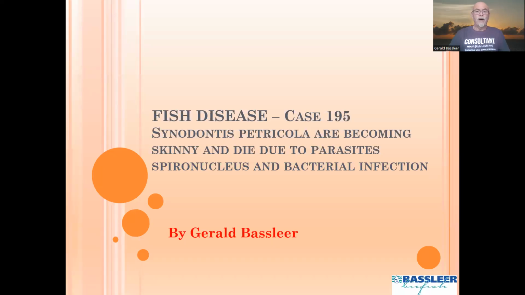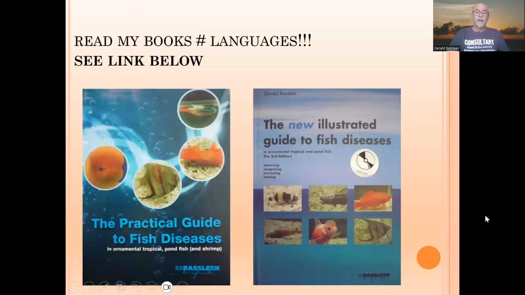Here the petricola did become skinny due to parasites internally, Spironucleus. Yes, a parasite which is common in discus fish, cichlids and angelfish, etc. Also some other fish like clown loach or neon tetras, like here. Also in the Synodontis, you can find these parasites. And at the same time, we found a bacterial infection.